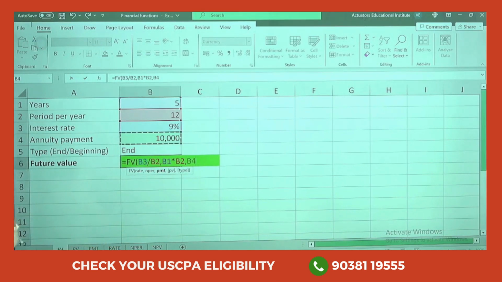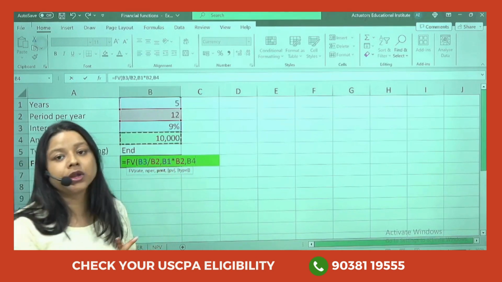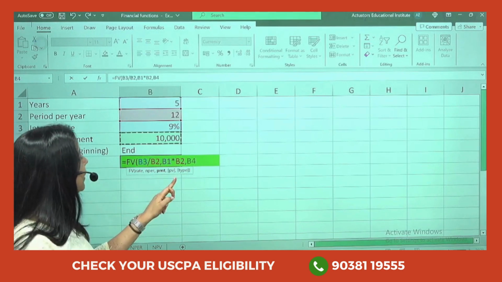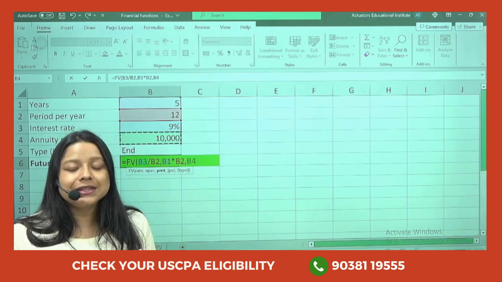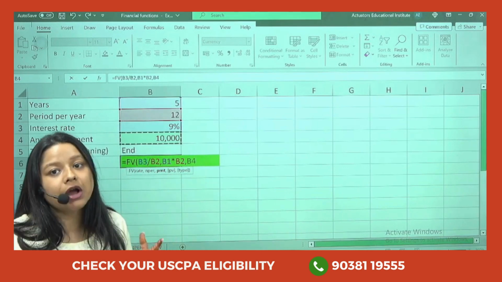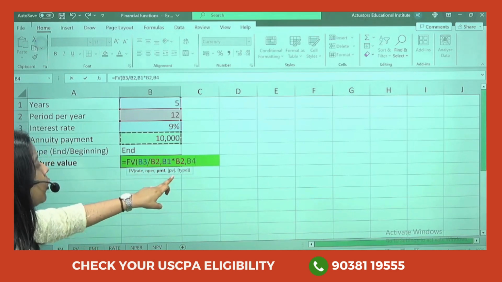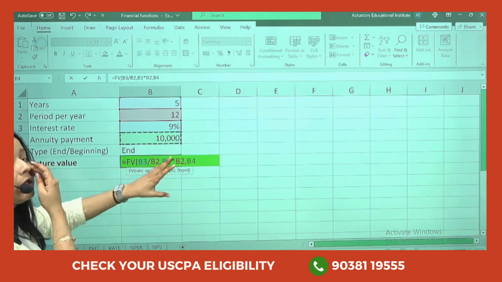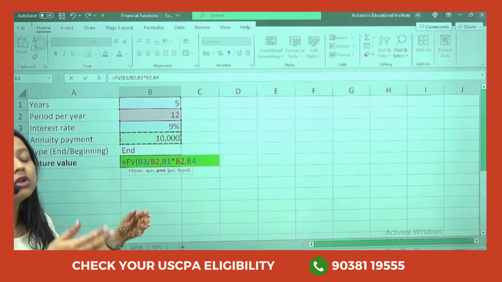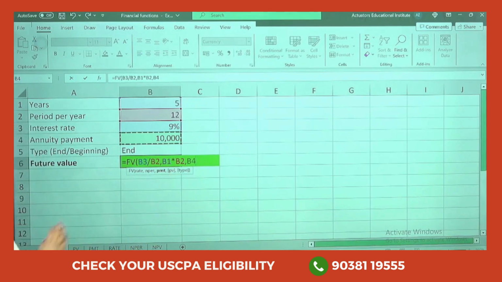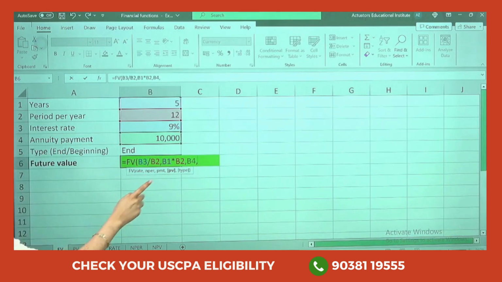Another two arguments which are there are PV and type. Now you can see the brackets over here. For any argument where you see brackets, it basically means that these are not compulsory arguments, these are optional arguments. So we can avoid using these as well. I'm not using the PV. If for example you had any present value, any payment that you are doing at time 0, then that also we can put in. I'll avoid this for the time being because it's not part of my example over here. So I'll just give a comma again.